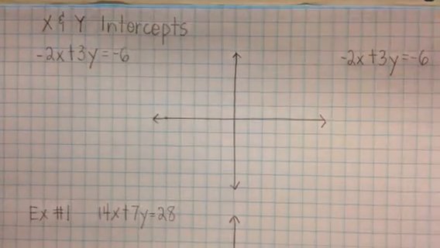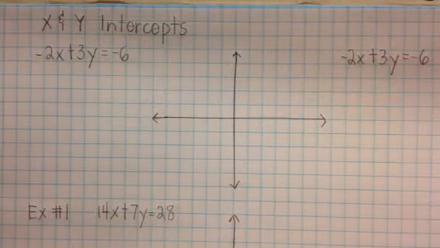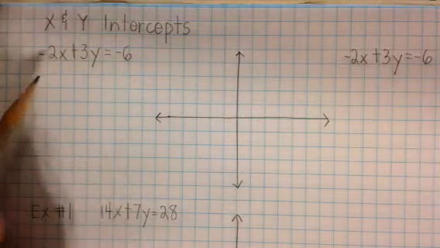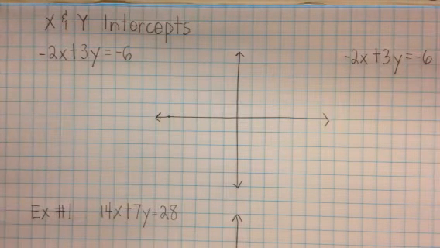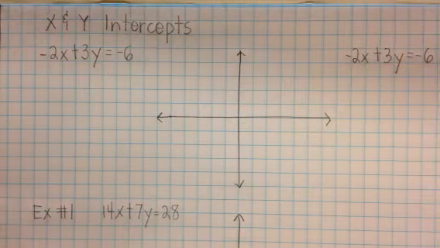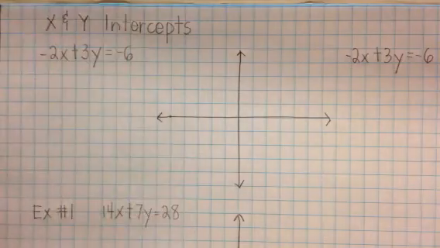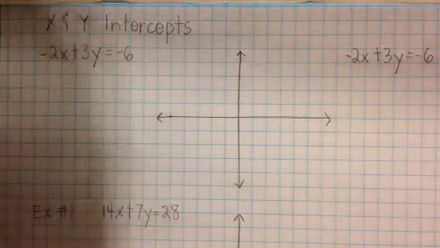Going to be looking at x and y intercepts. Okay, so up until this point, if you were given an equation in this format, which is standard format, and you were asked to find the x and y intercepts, you would have to solve for y, put it in slope-intercept form, and graph. So let's go ahead and do that with this problem.